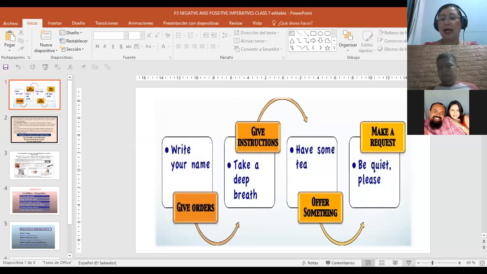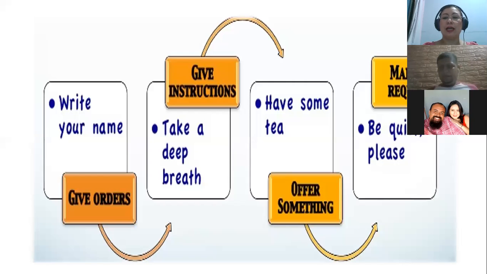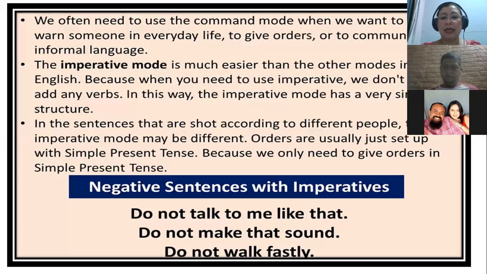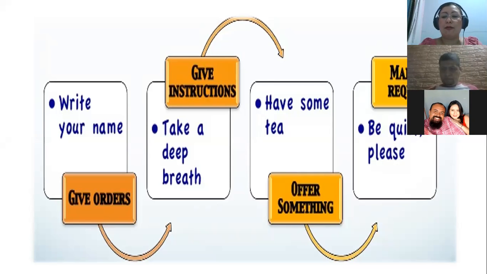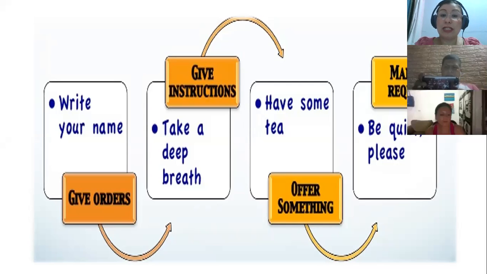Okay, perfect. We are going to focus tonight on commands, in this case affirmative and negative. Those are like commands, but in the platform, you have the name as imperatives, right? For example, when I say, write your name on a test, I'm using an affirmative imperative. An affirmative imperative helps us to give orders in a very short message. The other use is to give instructions.